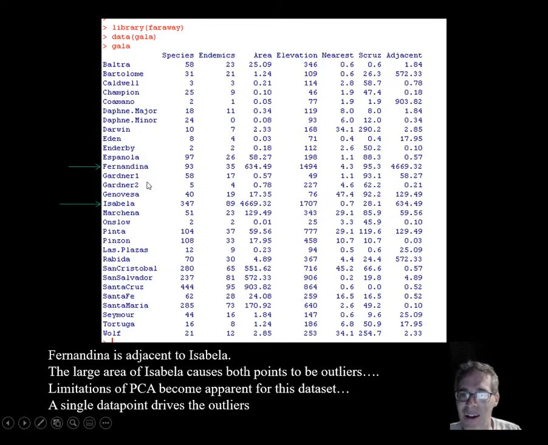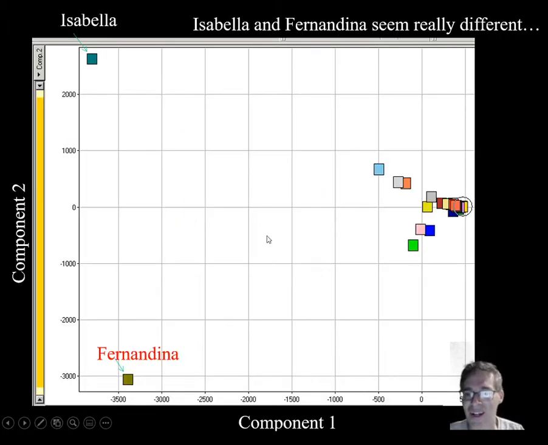We can see that these 2 are adjacent to each other. They have among the largest areas: Isabela has the largest area, and Fernandina has the 3rd largest area. They're adjacent to each other. So you could start to make an argument that there's maybe something ecologically similar that's happening between these 2 large adjacent islands relative to all of the other data.